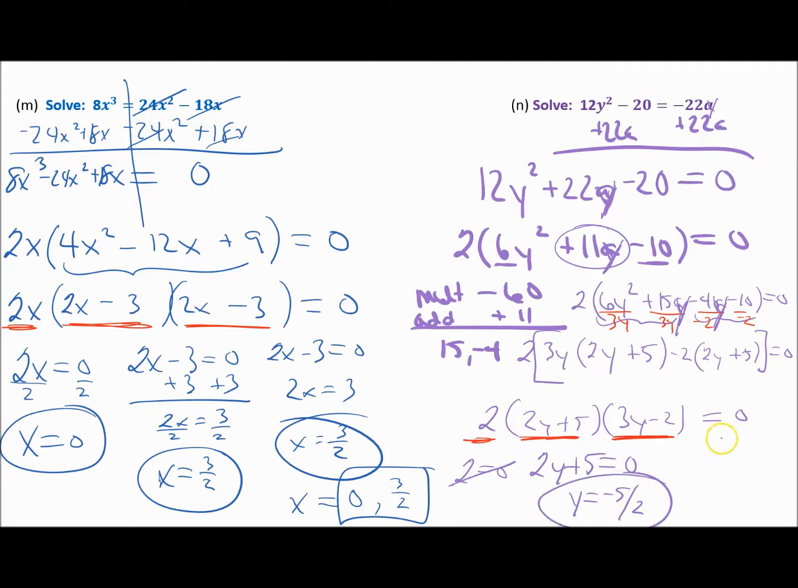I left some steps out there, but I'm sure you can follow that. 3y minus 2 equals 0. I add the 2, divide by 3, and that gives me y equals 2/3. Make sure you follow that. I added 2 and then divided by 3. And those are my 2 solutions for that problem.